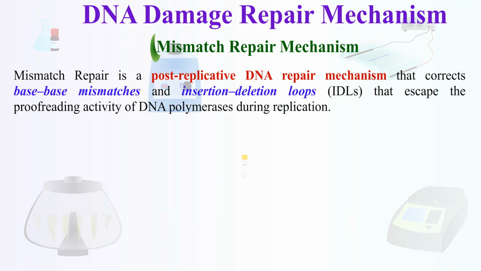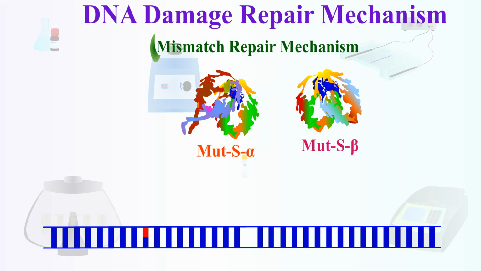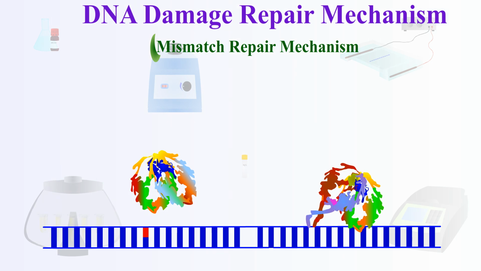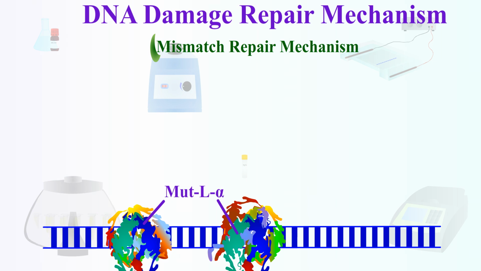Mismatch repair. Mismatch repair is a post-replicative DNA repair mechanism that corrects base mismatches and insertion-deletion loops that escape the proofreading activity of DNA polymerases during replication. The protein MutS homolog 2, or MSH2, forms heterodimers with MSH6 or MSH3 accordingly to form MutS alpha or MutS beta, which scan the DNA to recognize single base mismatches or insertion-deletion loops. After recognition, MutL homologs, like MutL alpha, are recruited. This complex acts as a molecular matchmaker that coordinates excision and resynthesis.